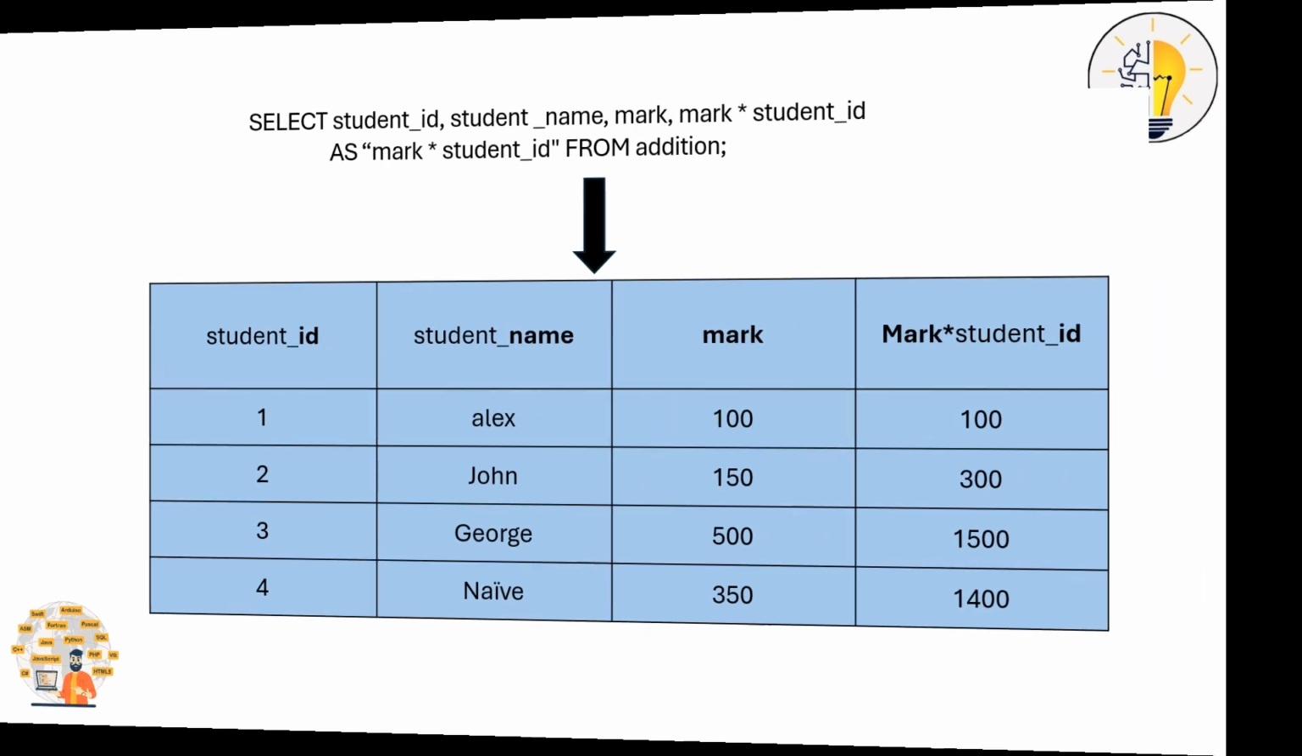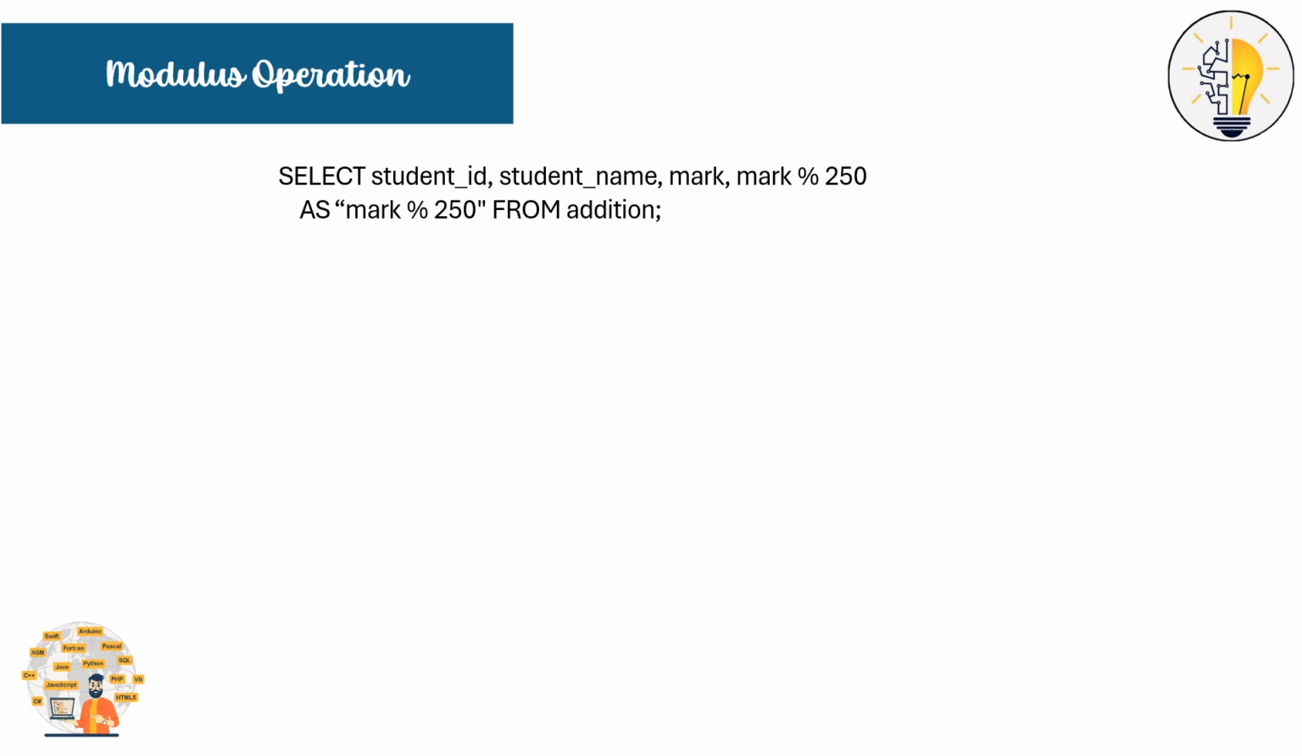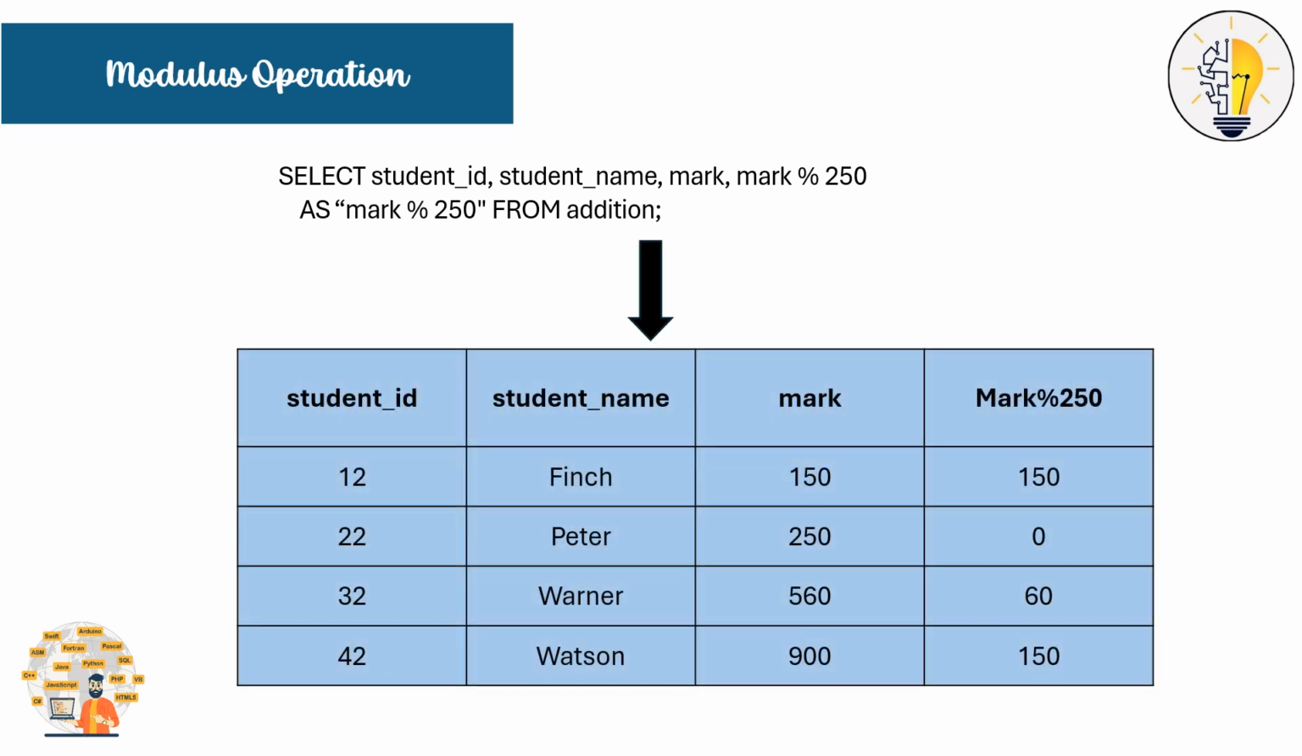Now we'll see about the modulus operation. The same ID, name and mark will be selected as columns, where the next column is mark modulus 250, and the column name we are specifying as mark modulus 250 from addition. Now the columns you can see are ID, name and mark modulus 250. Modulus operation is nothing but the remainder we get by dividing a particular value in the database by the value specified as modulus value.